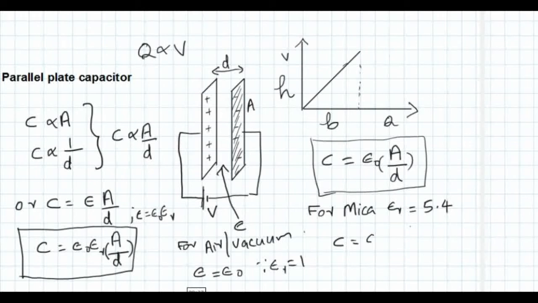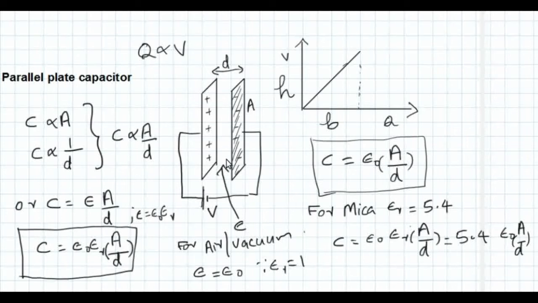We can see that the capacitance C is equal to epsilon 0 epsilon r into A by D, such that epsilon r is equal to 5.4. So this is equal to 5.4 into epsilon 0 A by D. In other words, the capacitance increases 5.4 times from the case where the capacitance is epsilon 0 into A by D for an air filled capacitor, right?